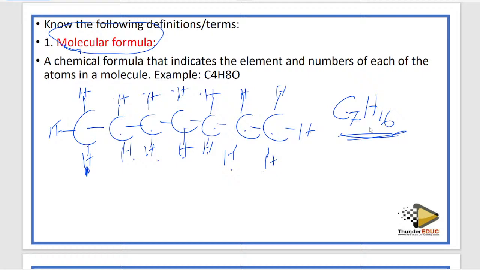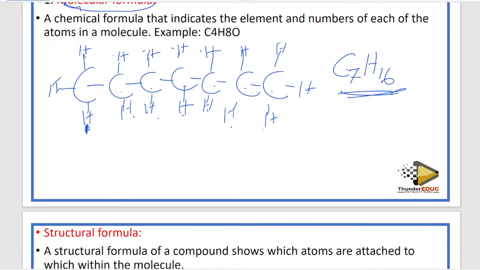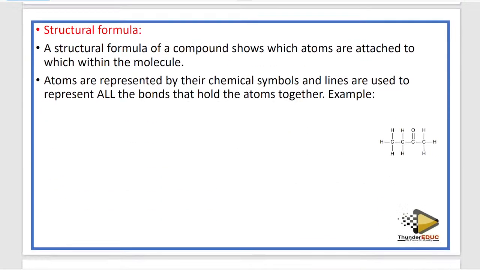Is that difficult? However, sometimes we can give you the molecular formula to write the structure formula. Anyway, we shall reach there and talk about it. Whenever I talk about the molecular formula, you have to write how many carbon atoms, how many hydrogens, and how many oxygens there are. Simple, just count.